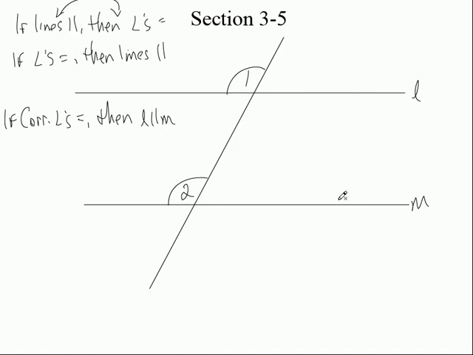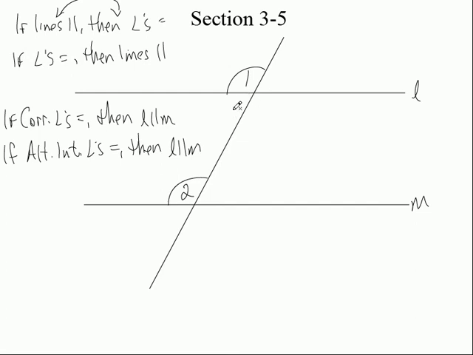Okay? Does that make sense? All the other stuff comes into place too. So let's do some more. If the alternate interior angles are equal, then what's true about the two lines? Look, follow the pattern. If the corresponding angles are equal, then the lines are parallel. If the alternate interior angles are equal, then the lines are parallel.